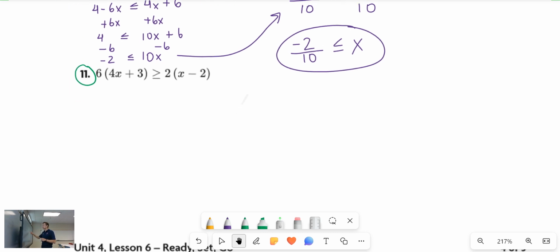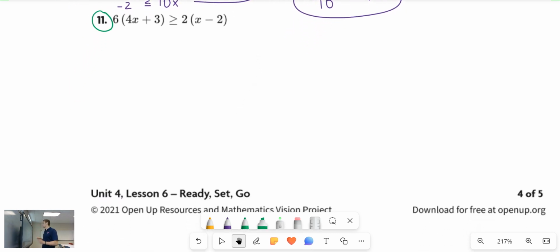All right, so number 11 now. We'll do this one in green. We said we were going to switch the colors. 6 times 4x plus 3 is greater than or equal to 2 times x minus 2. All right, let's expand both sides.